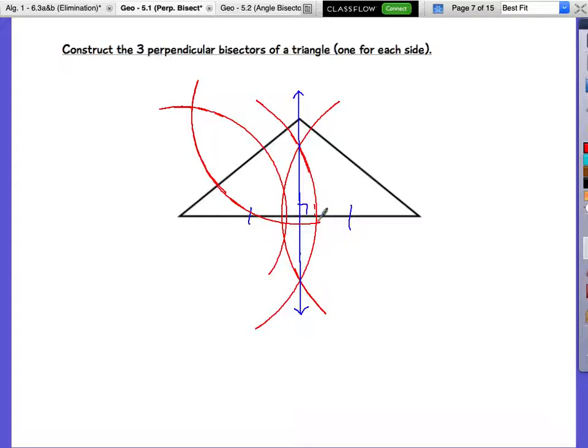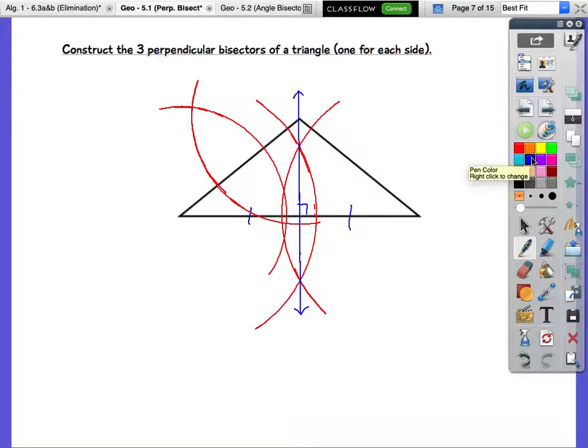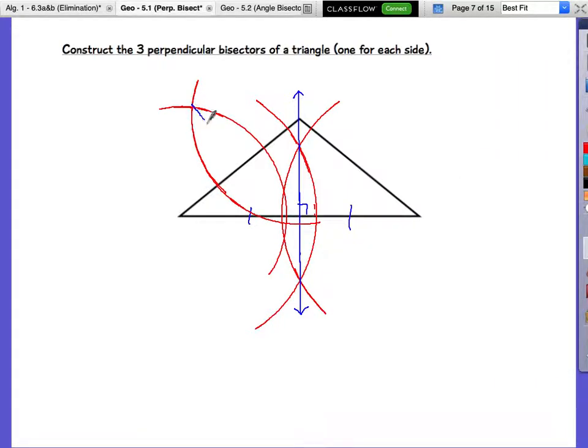So, one second real quick. After I make these perpendicular bisectors, I would do that for the third one too. So it would be perpendicular and bisect here. I want you guys to try this, and I'm going to come around and help you guys. And I would do the same thing for this third side over here as well.